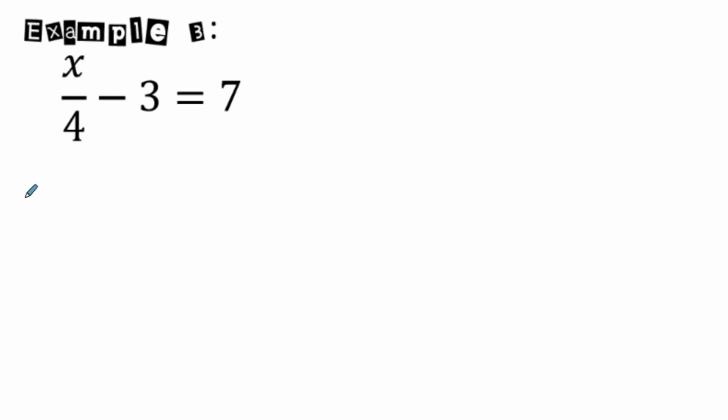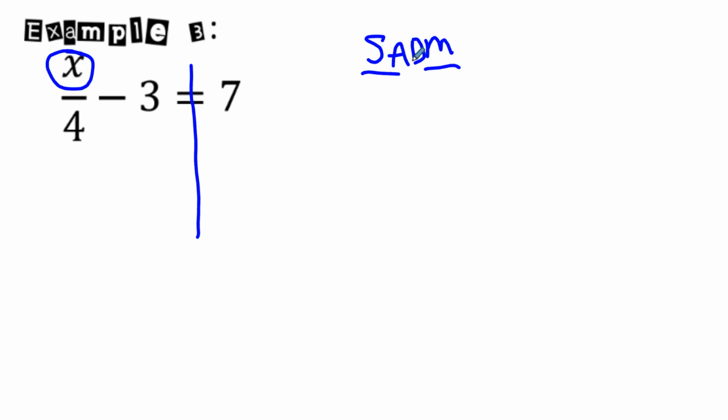What operation do you think we will do first when solving example 3? Hopefully you saw that the first step is to draw your line down the equal sign, isolate your variable, and we have a subtracting 3. Remember that reverse order of operations, we're always going to start with what's being subtracted or added first, and then what's being divided or multiplied. So in this case, we're going to add 3 to both sides of our equation.